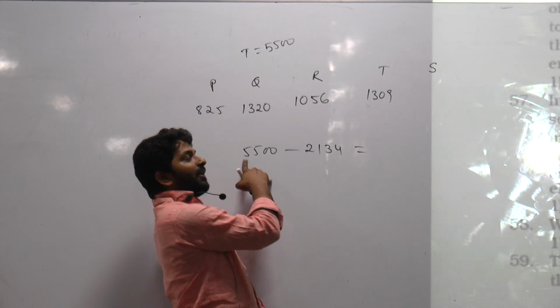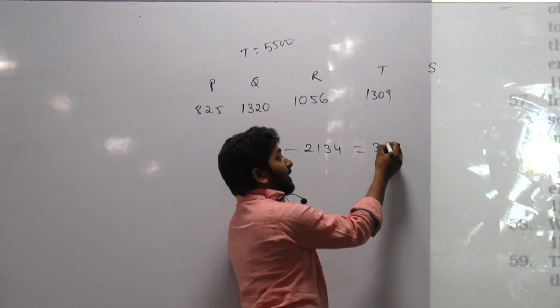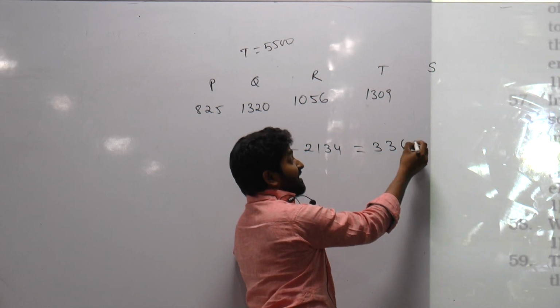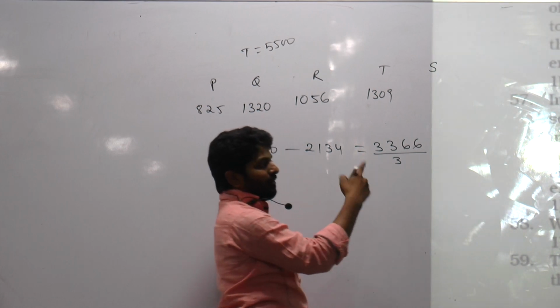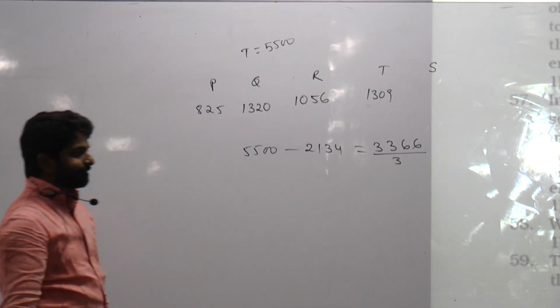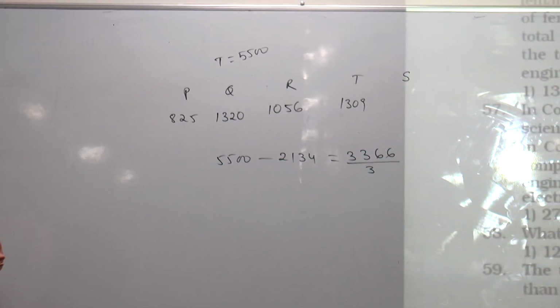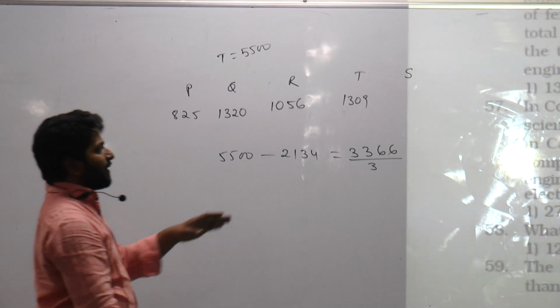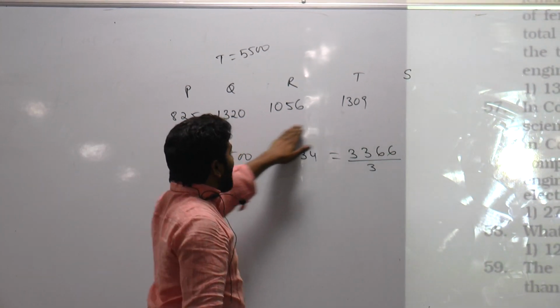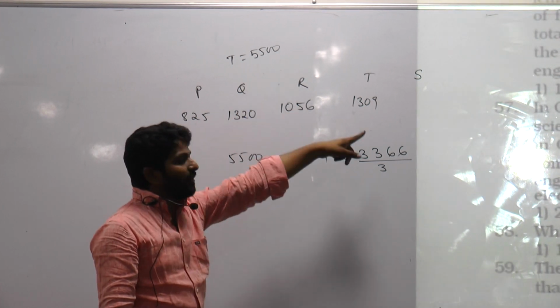2000 subtracted from 5000, 3000. 500 minus 134, 366. You asked about average, so divide by 3. 1122. Otherwise, you will be wasting your time to calculate the S value. You have to add everything and then subtract it from 5500 and then use that number.